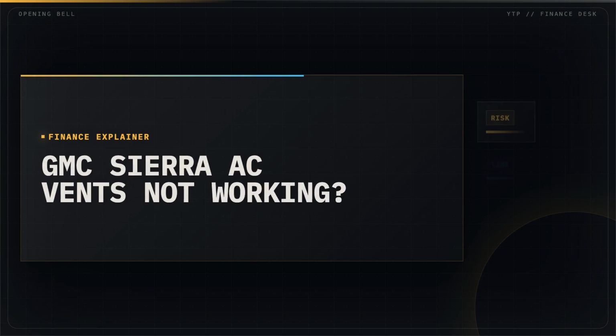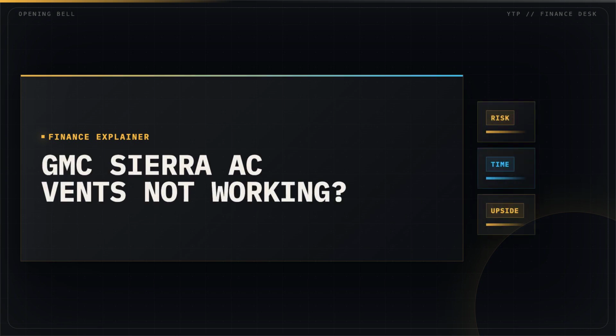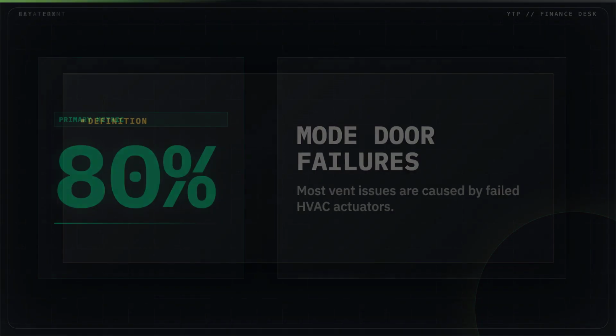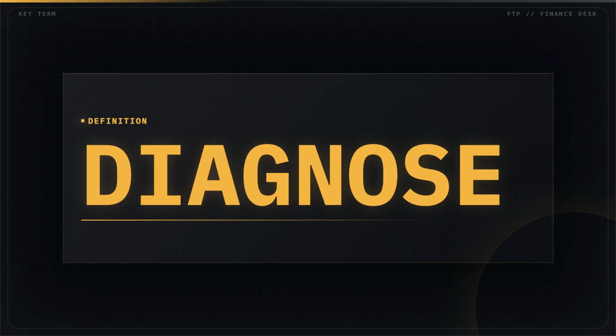If your GMC Sierra AC vents are stuck or blowing air from the wrong places, we can diagnose the issue in 2 minutes. Statistics show that 80% of vent airflow problems in these trucks stem from a failing HVAC mode door actuator. Let us break down the diagnostic process to see exactly what is happening behind your dashboard.